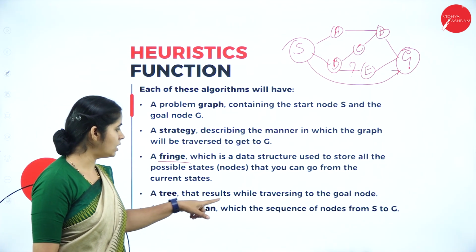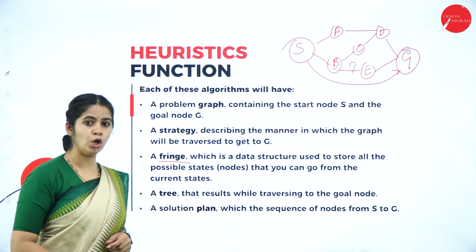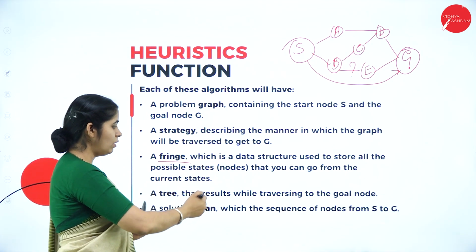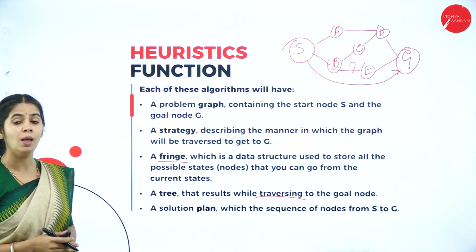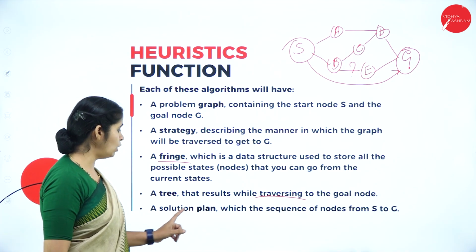A tree that results while traversing to a goal node. Whenever a graph is given, when traversing to the goal node, we convert that graph into a tree to find the optimal result. A solution plan.